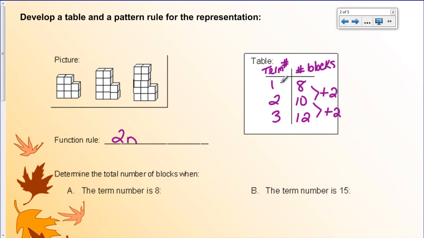And so we're going to check to make sure, see if there's anything else I have to do. So if I'm on term number 1, 2 times 1 happens to be 2, but I need it to equal 8. So in order to get from 2 to 8, I have to add 6 blocks.